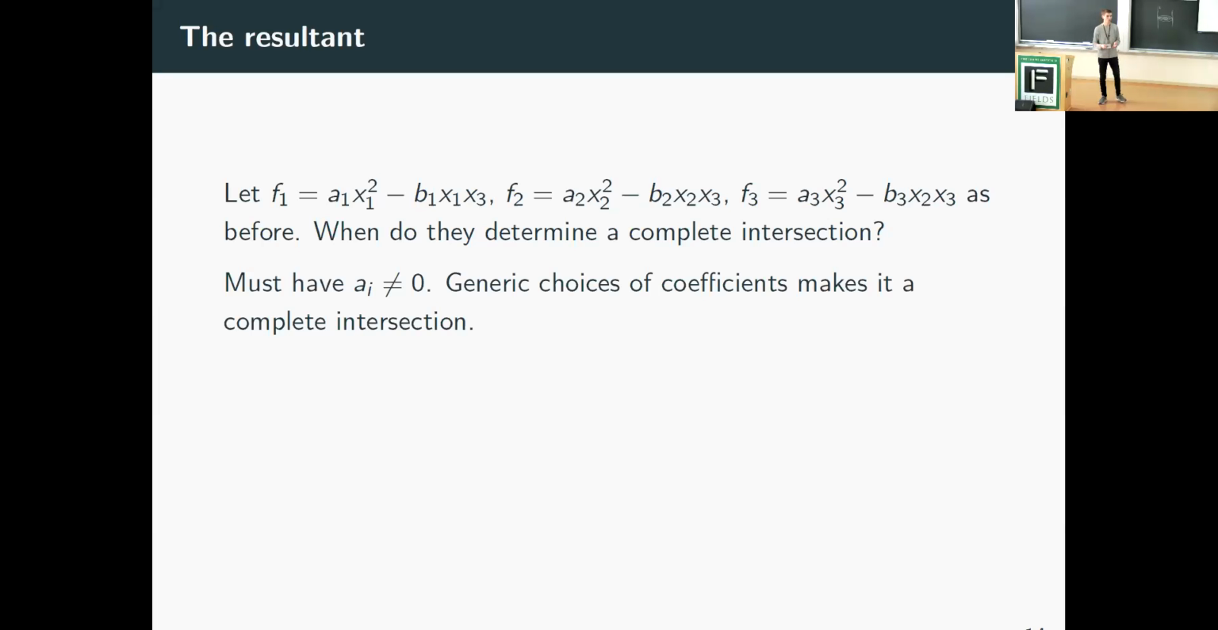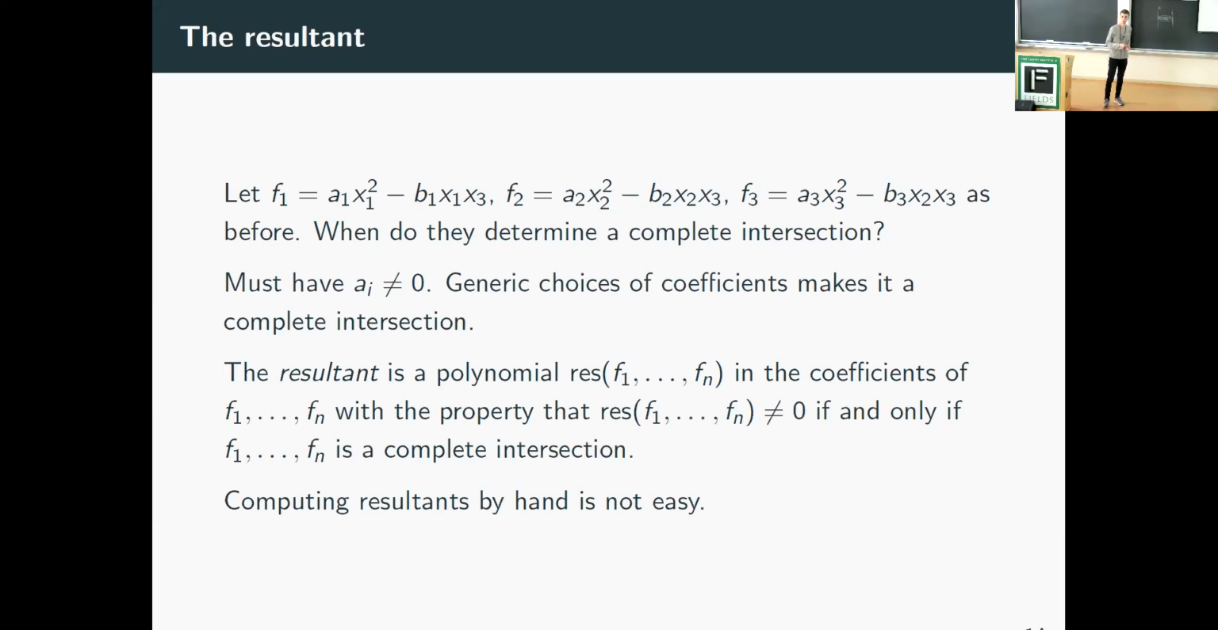So we just need to find what are the equations that say, in this case, you are not. And that is when the resultant shows up. So the resultant, which we will denote res of f1 to fn, is a polynomial in the coefficients of our f's, that is in the A's and B's, with the property that it is non-zero if and only if they determine a complete intersection. There are algorithms for computing these resultants, but doing it by hand is not so easy. So we want to see if we could find some easier way to calculate these resultants, at least in our case.